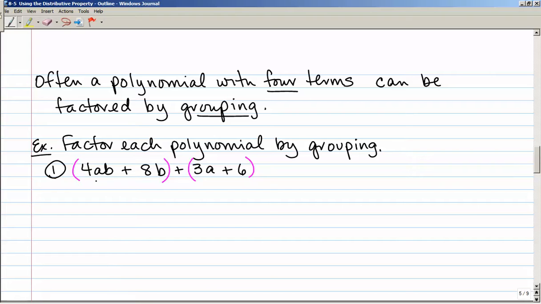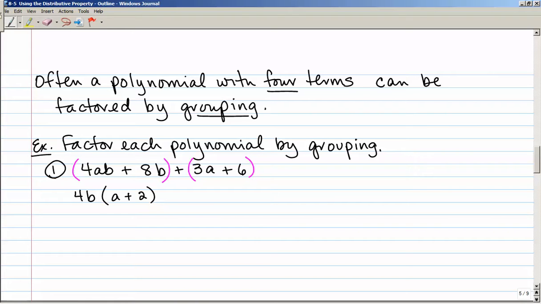What can I factor out of this? What can I undistribute and take out of this? Well, I'm seeing a 4 and a b, because both of those terms are divisible by 4 and b. And when I factor that out, I'm going to be left with an a and a plus 2. I can check. 4b times a gives me 4ab. 4b times 2 gives me 8b.